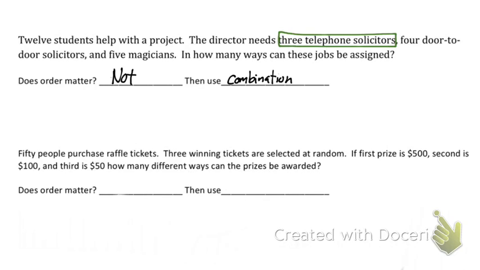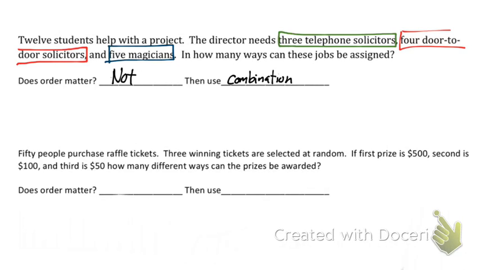But we're picking things over and over. Kind of like if I put my hands in a bag and pick up 3 people to be my telephone solicitors and throw them aside as telephone. Now I'm going to go back in that bag and pick 4 more to be my door solicitors, throw them aside as door solicitors, and finally I pick up my magicians and throw them out. So I'm picking 3 different times. In fact, this is 3 different combination problems put together. So we have 3 telephone solicitors, my other set is 4 door-to-door solicitors, and my last one is 5 magicians.